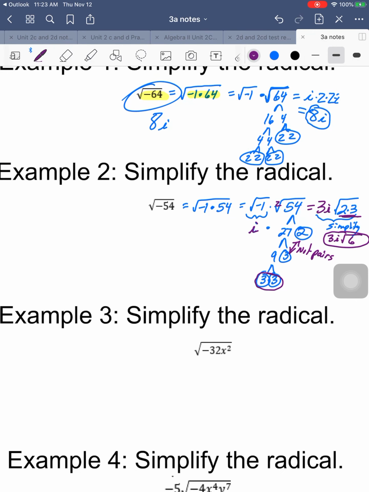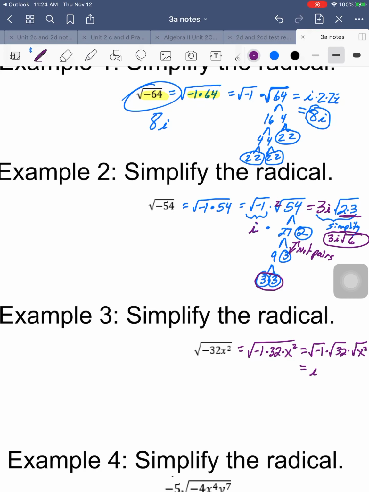All right, example 3. Now we have an integer, -32, and a variable x squared inside the square root. So we're going to do the exact same thing. Square root of the negative, we can bring that out as -1. So -1 times a positive 32, and you could even do it times x squared. If you really want, you can break this out into square root of -1 times the square root of 32 times the square root of x squared.